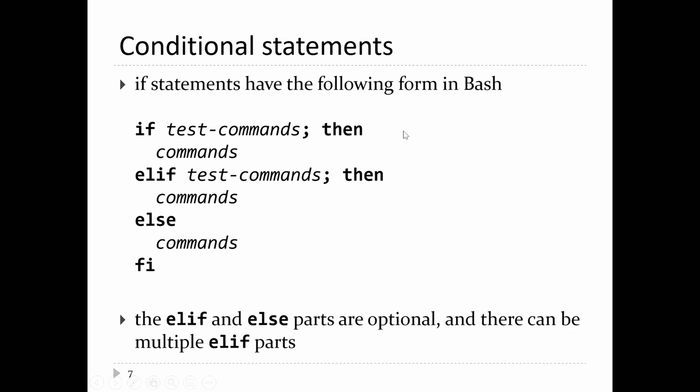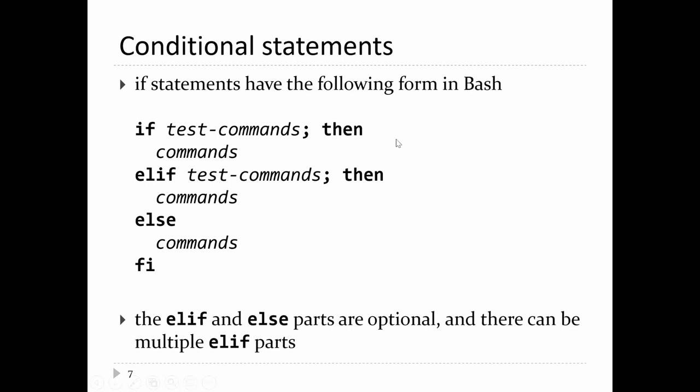Okay, conditional statements. So basically, your programming structures: you've got conditional statements, you've got loops, you've got variables. Bash doesn't really have much of anything else, right? So that's more or less what you need to know. Oh, and then you have functions, right? So you can write a bash function as well.